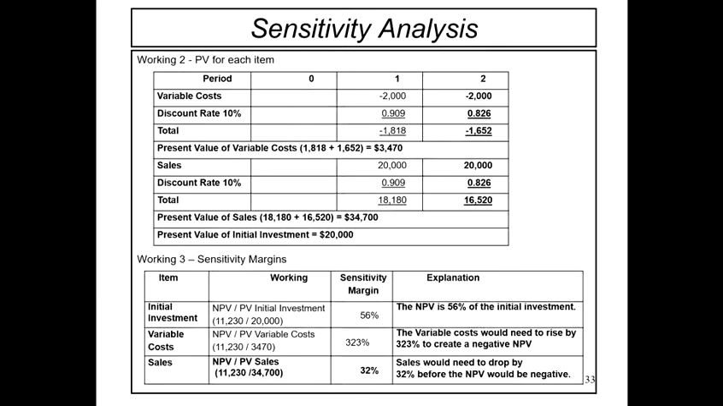Itu maksud dia. Okay. So kita boleh cakap the NPV of the project appears to be most sensitive are the sales, initial investment and variable cost respectively. Macam tu. Okay, itulah dia untuk sensitivity analysis.